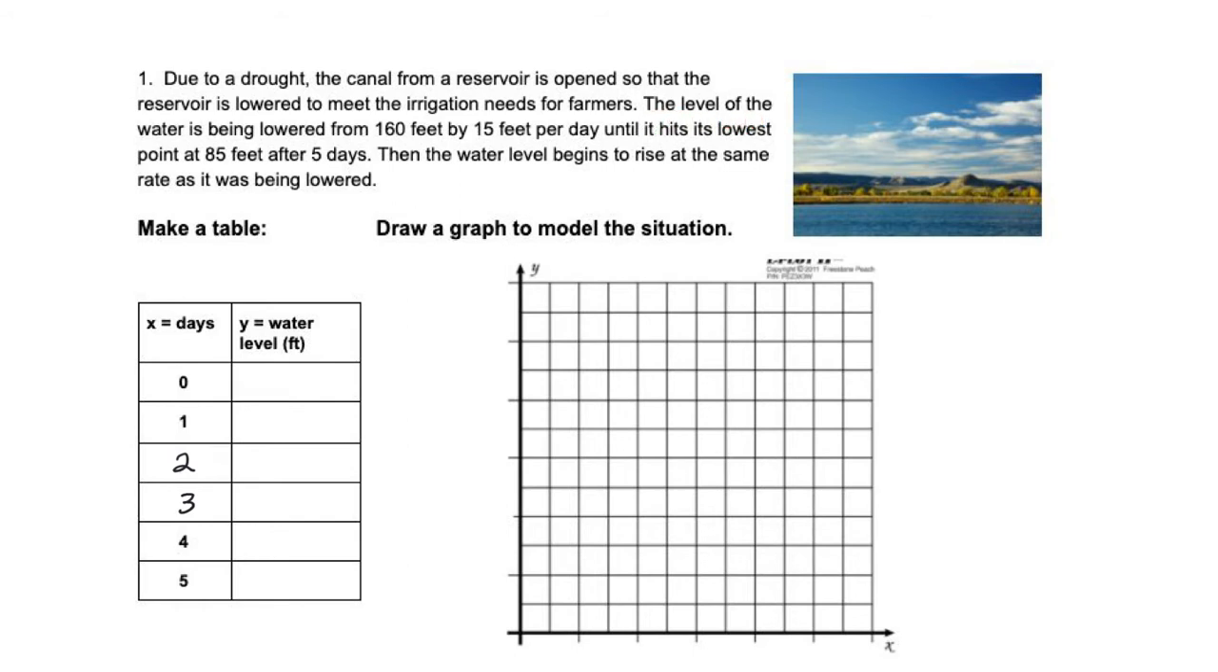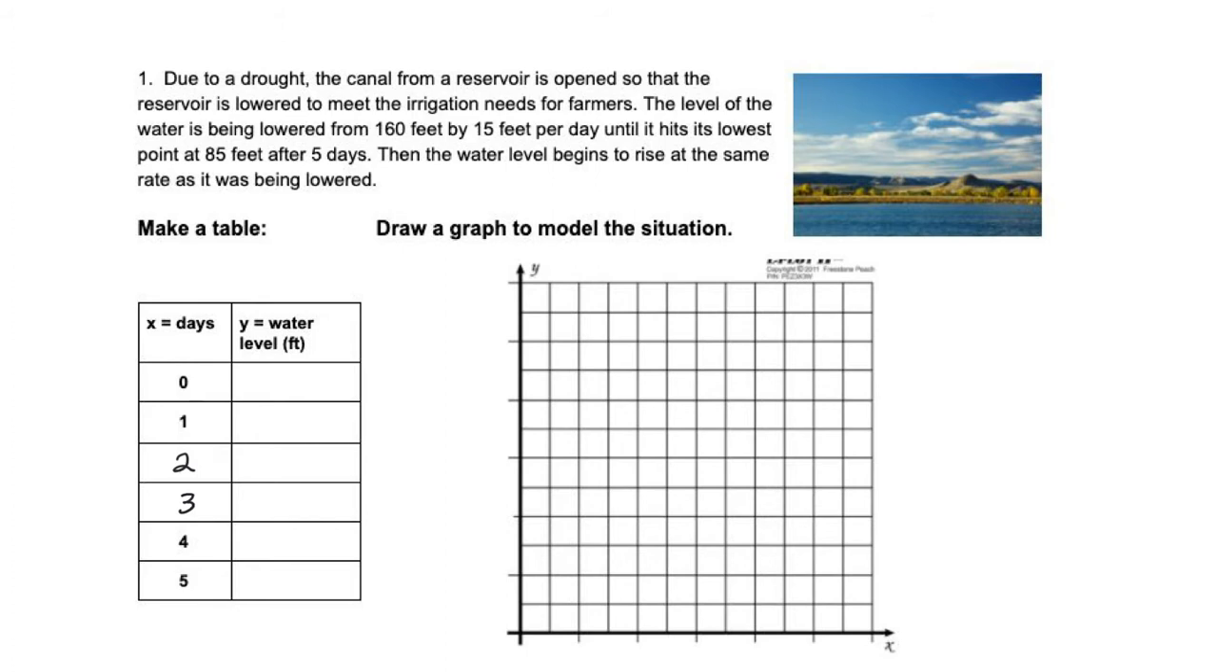The level of the water is being lowered from 160 feet by 15 feet per day until it hits its lowest point at 85 feet after 5 days. Then the water level begins to rise again. So that means we have a turning point. It hit a lowest point and it begins to rise at the same rate as it was being lowered. So this means that there's a turning point. Only two functions have a turning point, quadratic and absolute value.